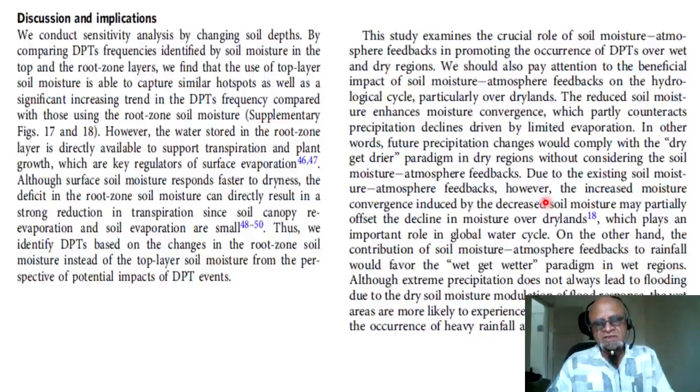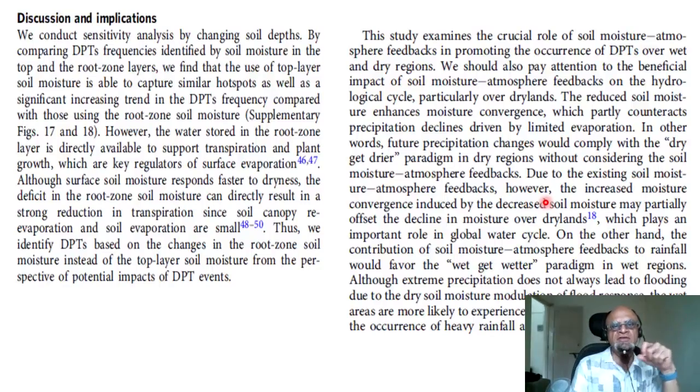So obviously you have to keep this in mind when you draw conclusions. They do discuss some implications. I'm not going to read the whole text of this section, I just picked a few paragraphs. We conduct sensitivity analysis by changing soil depths. By comparing the transitions, drought and pluvial transition frequencies identified by soil moisture in the top and root zone layers, we find that the use of top layer soil moisture is able to capture similar hotspots as well as a significant increasing trend in DPT frequency compared with those using root zone soil moisture. So root zone soil moisture and the memory doesn't change the impact of soil moisture feedbacks on DPTs.